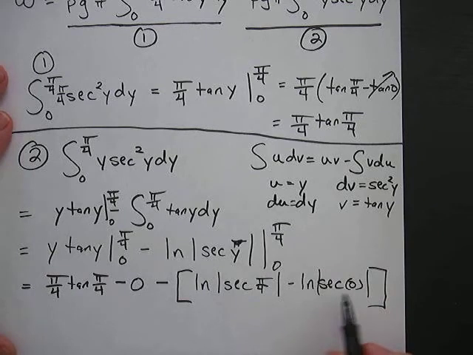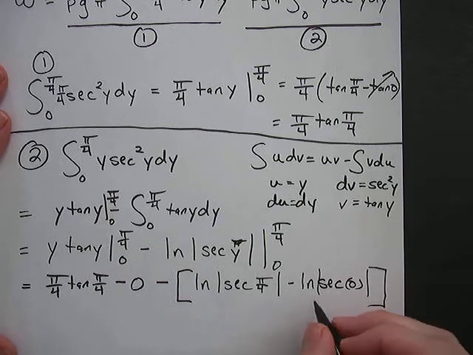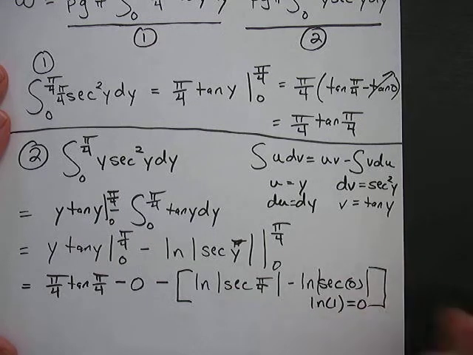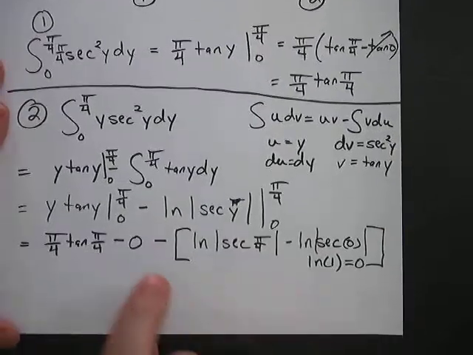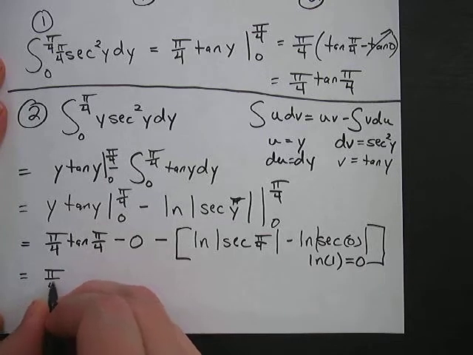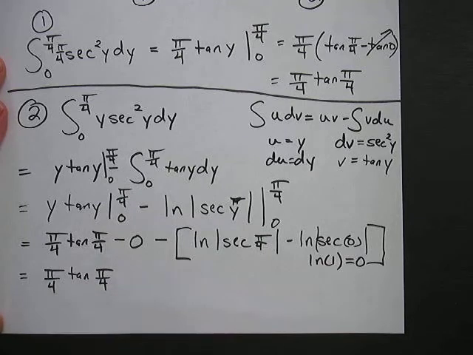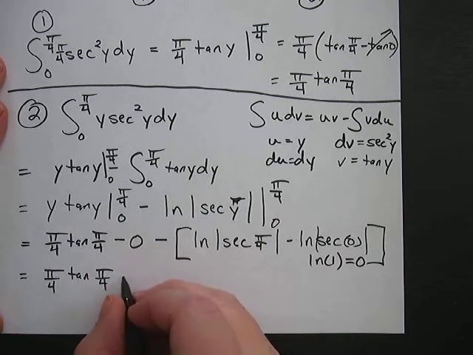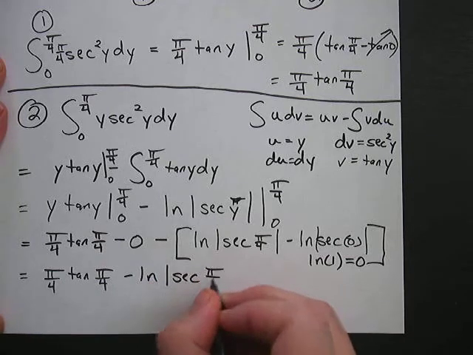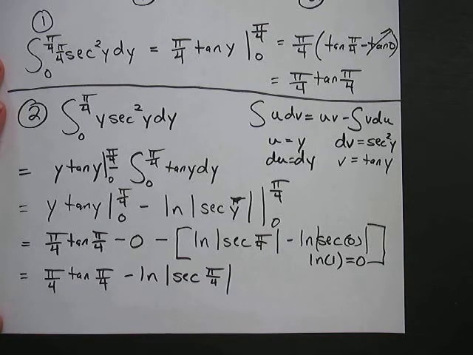So let's look at this one here first. Secant of 0 is equal to 1. Okay, so that's going to be the same thing as ln of 1. And as we know, ln of 1 is equal to 0. So that whole term goes away. And of course, this term is gone. So we have equals pi over 4 tangent pi over 4. And we will subtract ln of secant of pi over 4. Okay, so that's integral number 2.